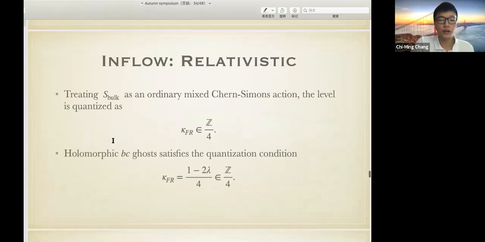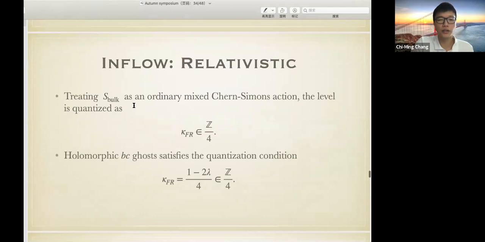Now, if we treat this bulk action as an ordinary mixed gravitational anomaly action, then the level is quantized. And the quantization says that kappa FR should be an integer over 4. And we can see that the holomorphic bc ghost system satisfies the quantization condition. That's very nice.